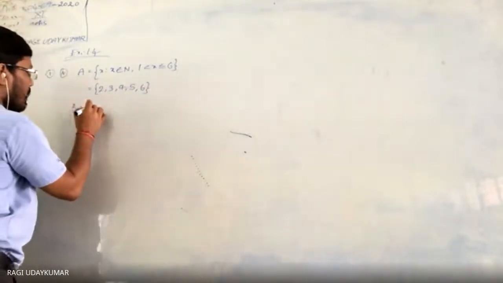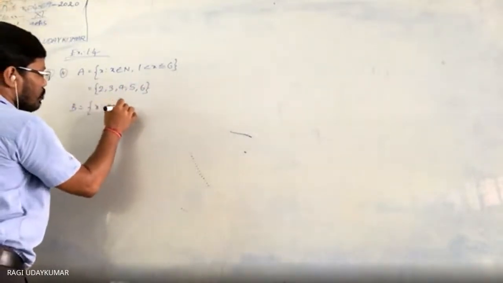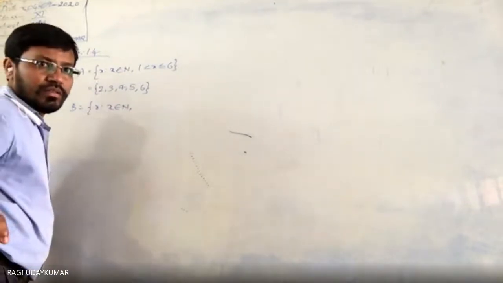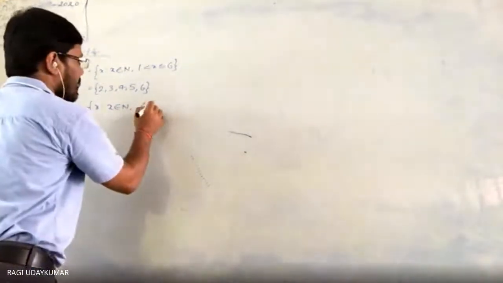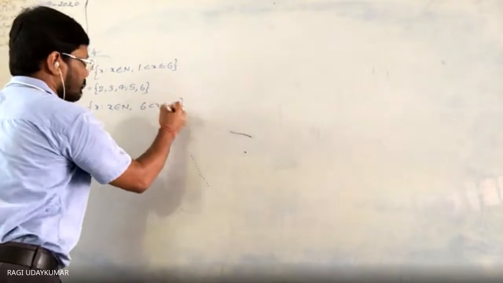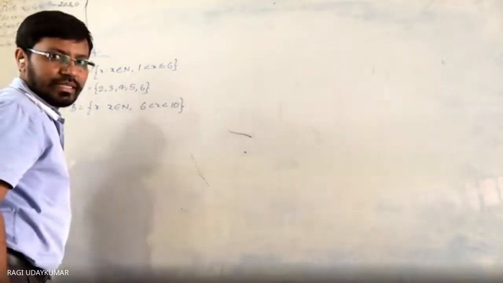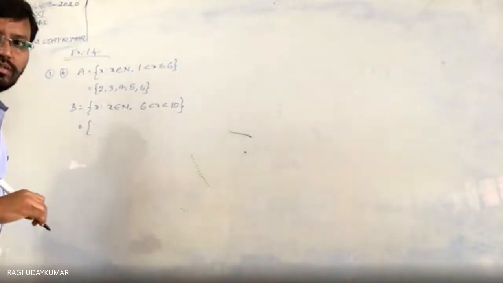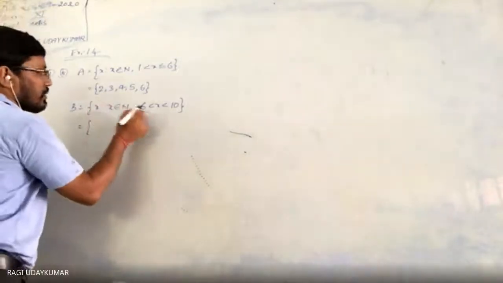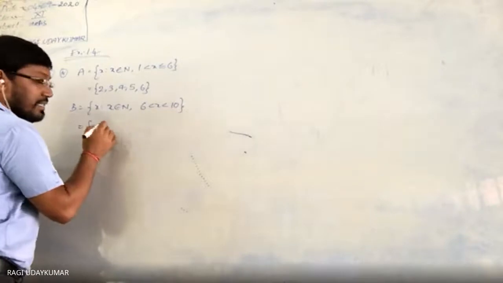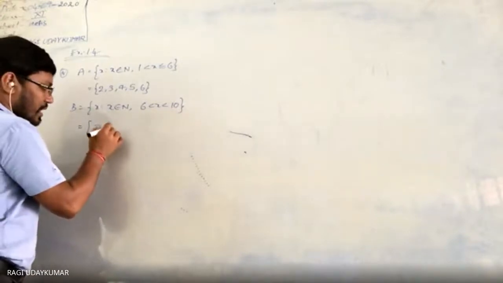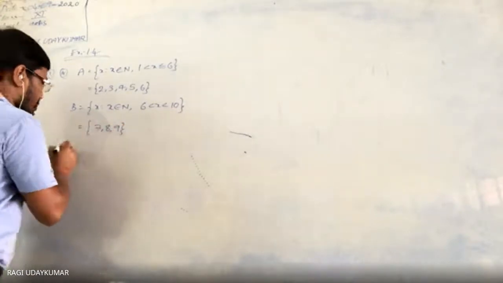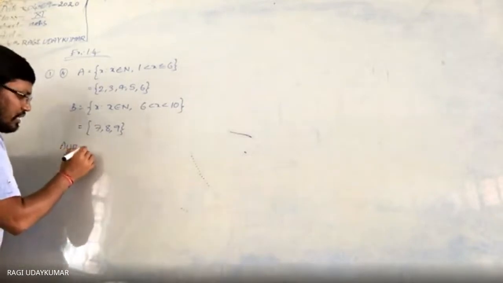And the B set, X such that X belongs to the natural numbers and 6 less than X less than 10. In this situation, what do you get here? Between 6 and 10: 7, 8, 9. So now the question is asking you to find A union B.